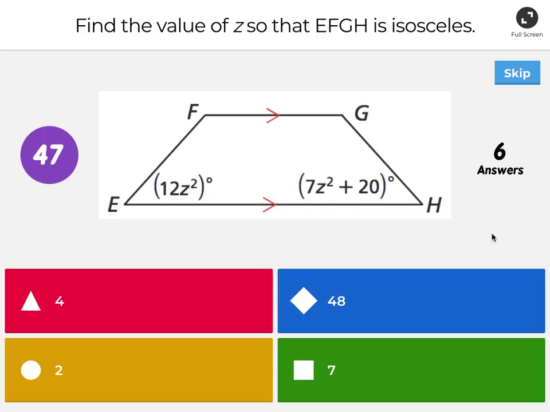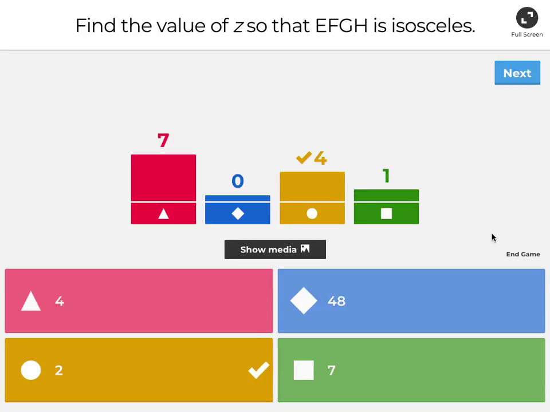What's the next step? Divide by 5. I get Z squared equals 20 divided by 5, which is 4. What do I do with both sides now? I have to take the square root. That's how you cancel a square. What's the square root of 4? 2. So Z equals 2. You better believe something like that is going to show up.